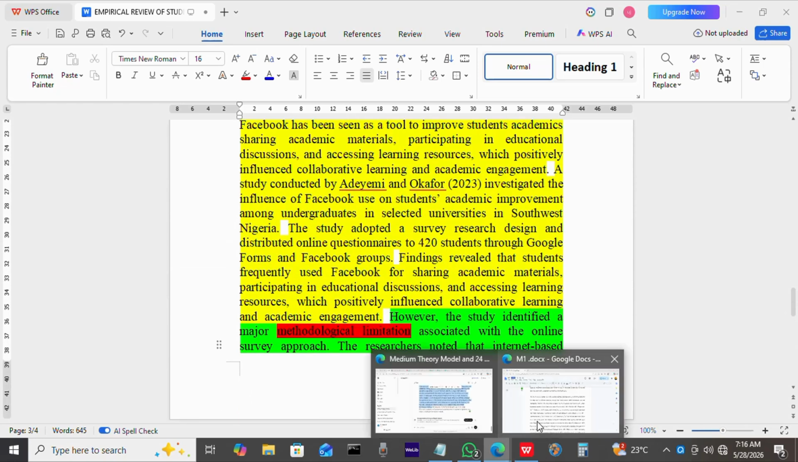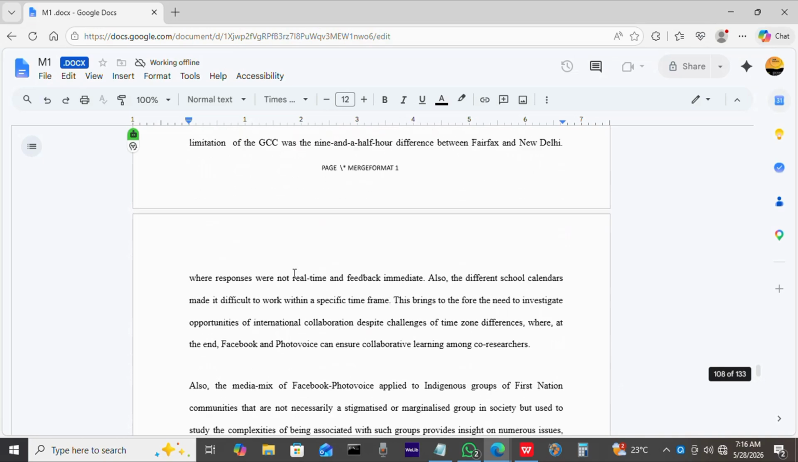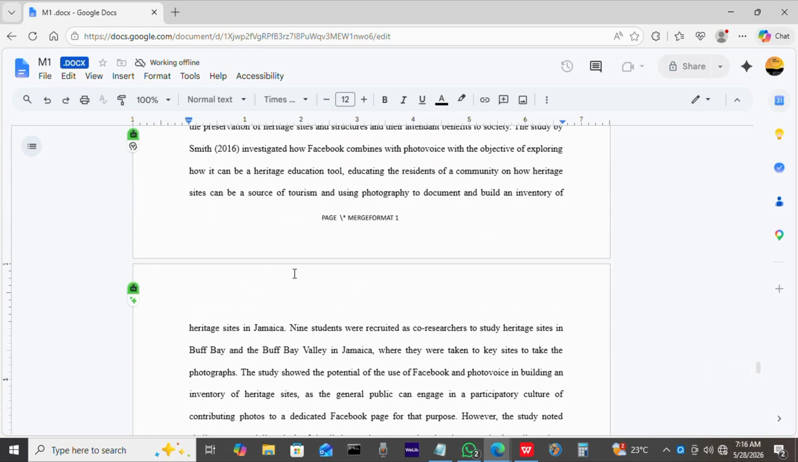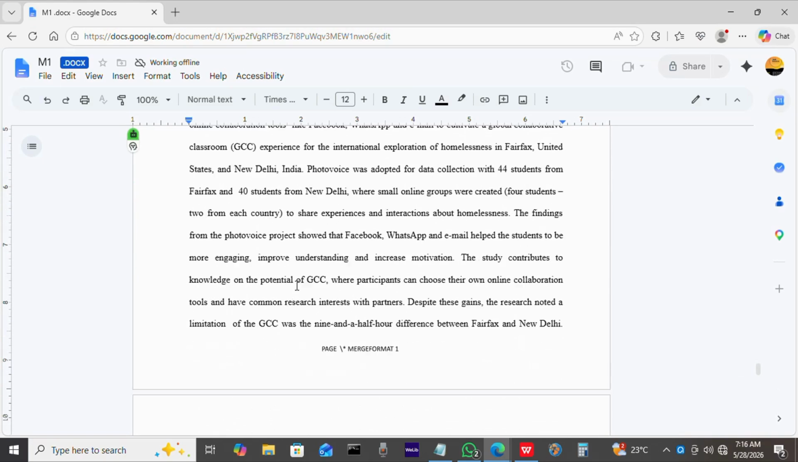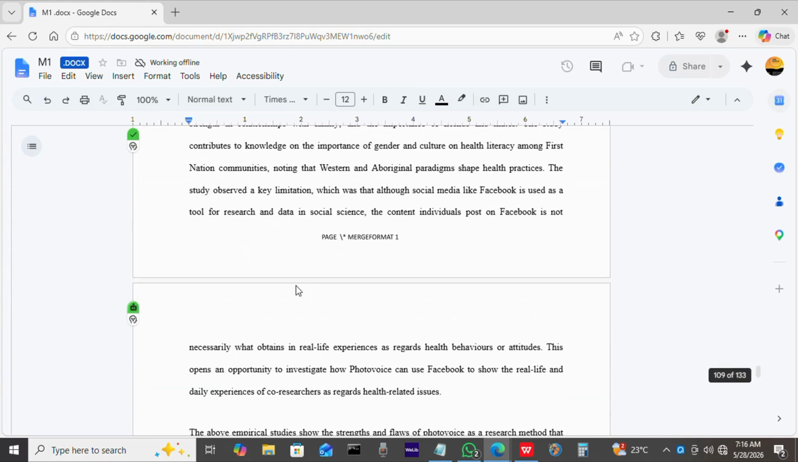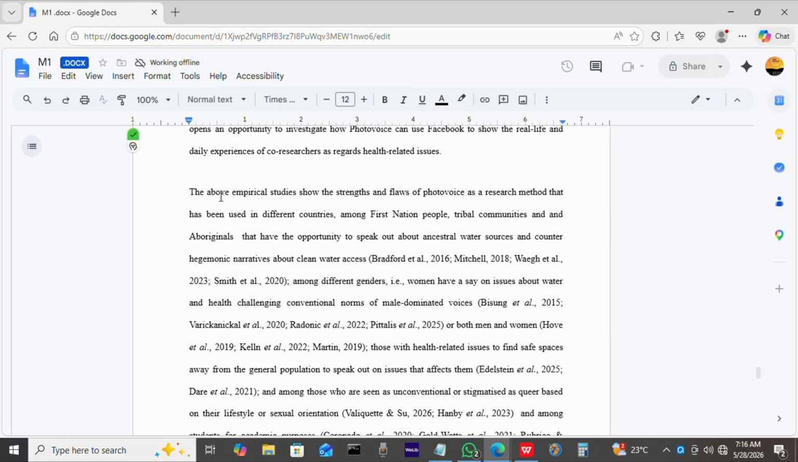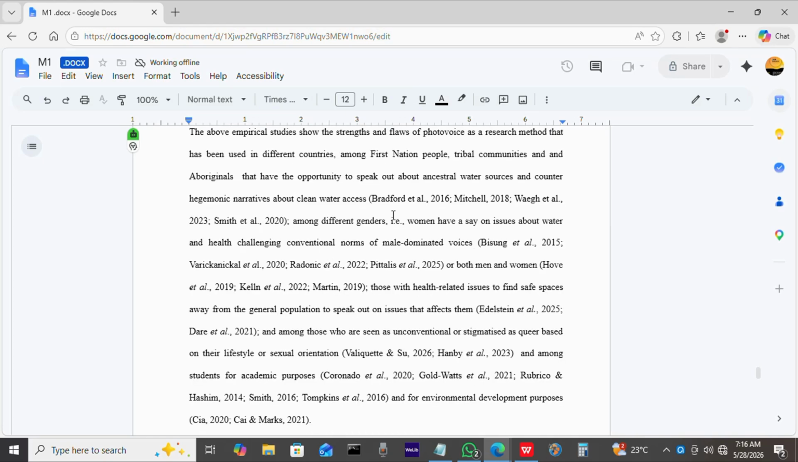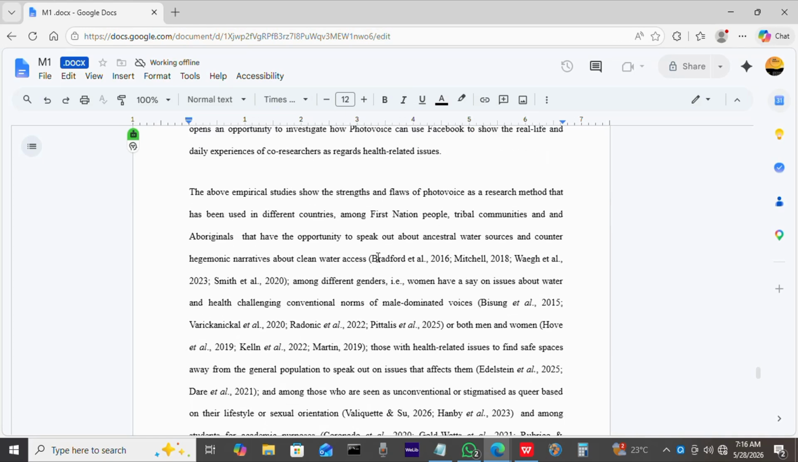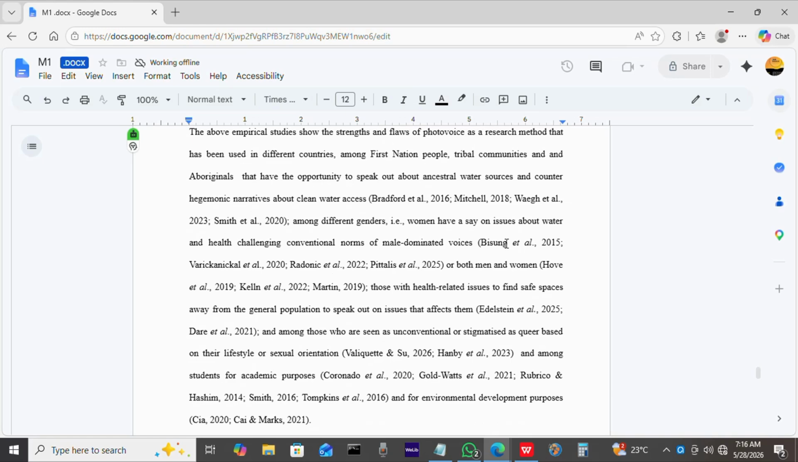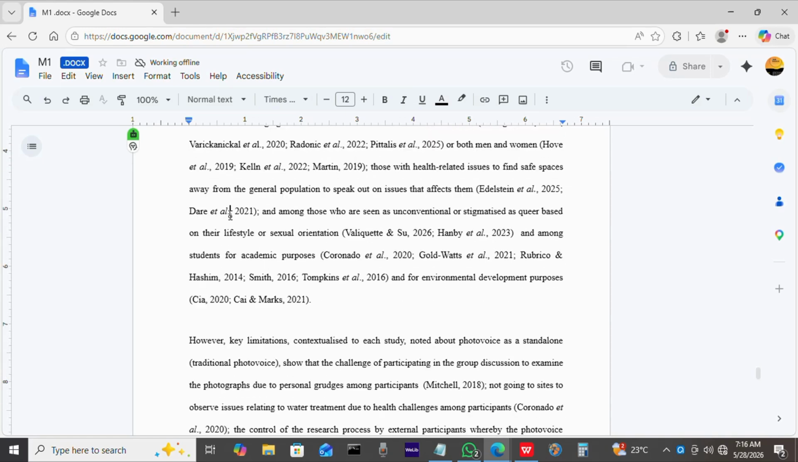When you're done, maybe you've done your empirical, all these are empirical reviews. Smith et al., you see all these people. So when you're done, you say the above empirical study shows the strengths and the flaws of, okay, in this study we're using photovoice as a research method. So you summarize them. What are the themes? You did 15 studies. How many of them talked about A, B, C, D? So you cluster them. How many of them talked about this? How many of them talked about this?